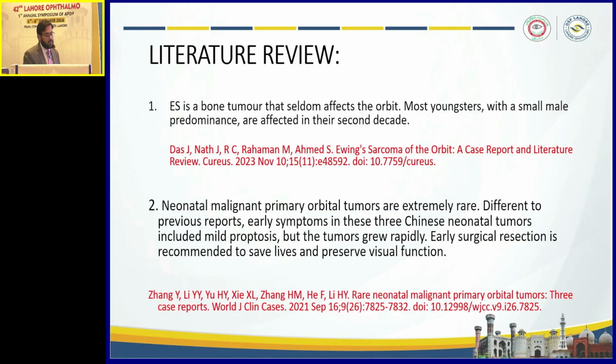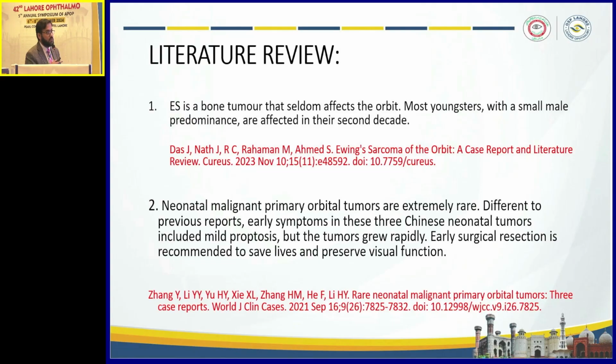So this is the literature review. It also supports that Ewing's sarcoma is a bone tumor that seldom affects the orbit. Most youngsters with a small male predominance are affected in their second decade. So this is a rare case. That's why I am presenting here.